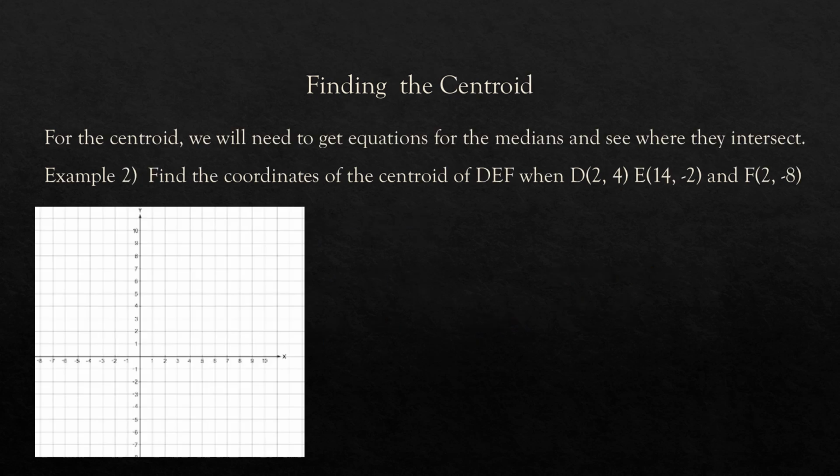Now we're going to look at finding the centroid. So for the centroid, we need to get the equations for the medians instead of the altitudes, and then we will find where the medians intersect. So we have this triangle DEF. D is at point 2, 4. E is at 14, -2. And F is at 2, -8.